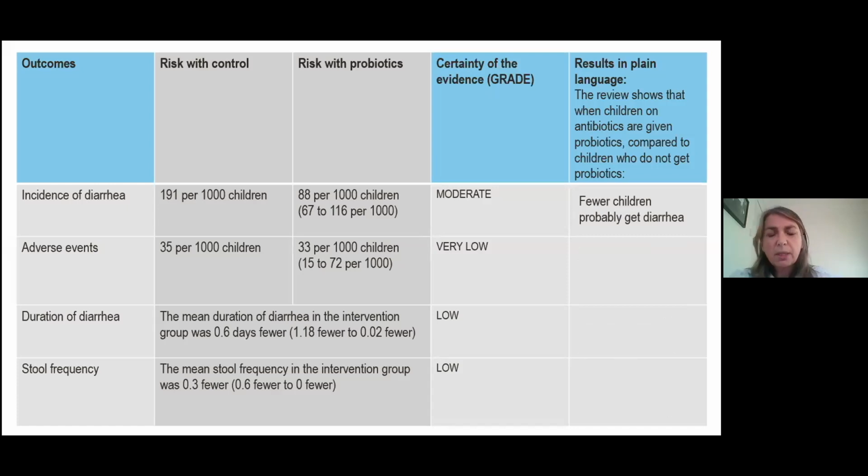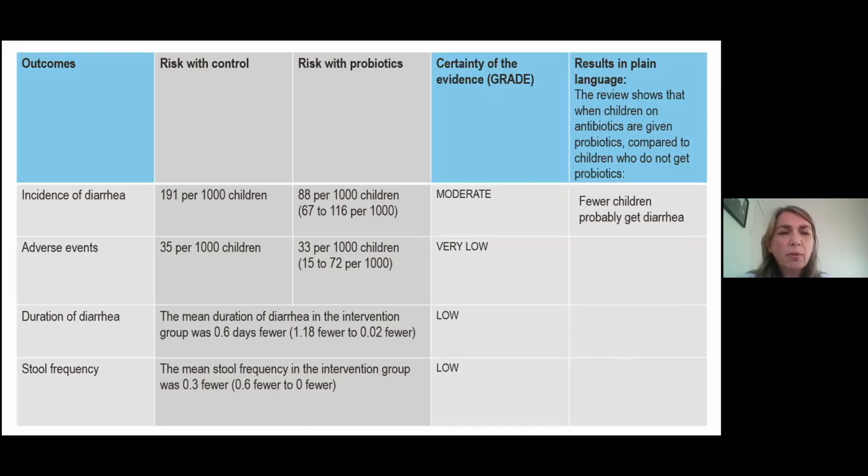So what we ended up saying here was that fewer children probably get diarrhea. So the probably is tied to the fact that we're not 100% certain because we have moderate certainty evidence. So I'm rushing through this. I'm aware that you might have questions, but I thought we'll go through this once and then we'll do the exercise and then we can open up for questions.